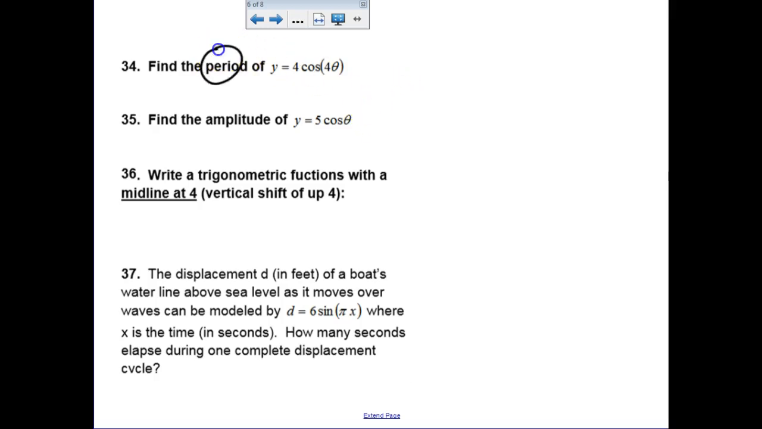Find the period. This is a vocab question. Remember, period is 2 pi divided by b. When I look through my question, b is the number that's inside our trig function in front of the variable. So b is 4. Setting that up, we have 2 pi divided by 4, better known as half, right? So pi over 2.